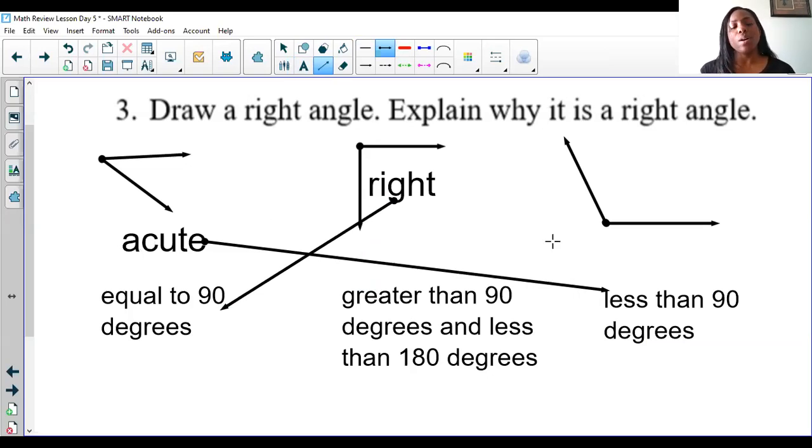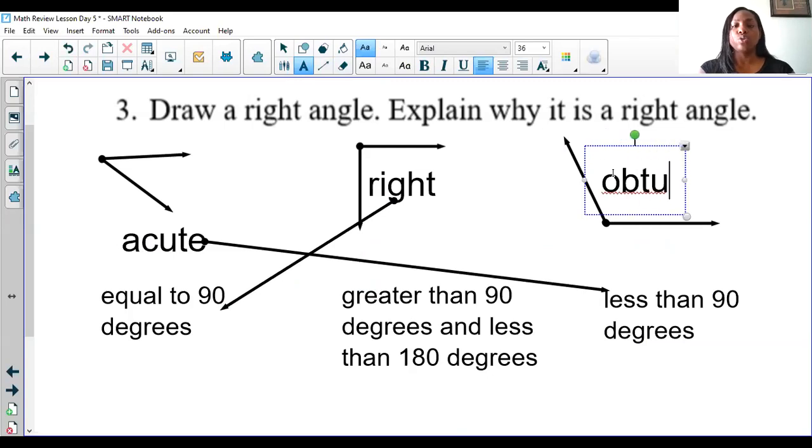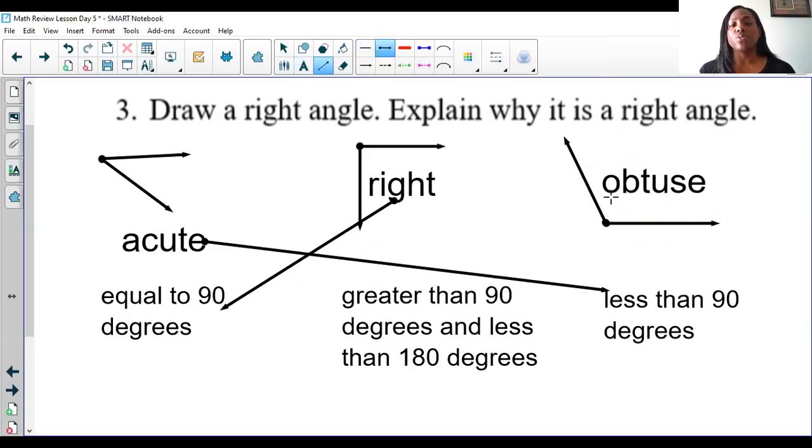And so our last option that we have is an obtuse angle. For our obtuse angle, we are going to draw our line to the last description because it makes the most sense. Greater than 90 degrees and less than 180 degrees.